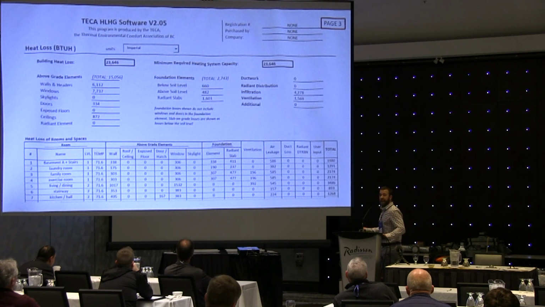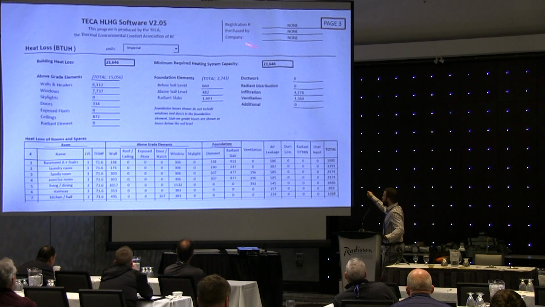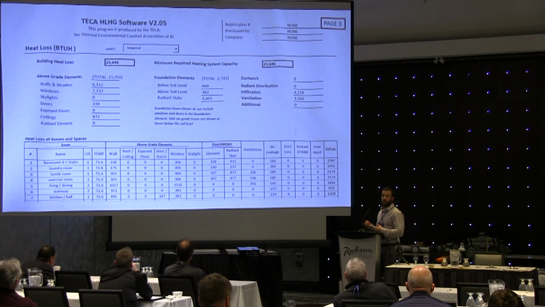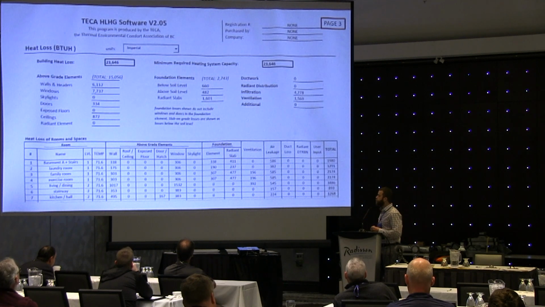You're also going to see at the top: registration number, purchased by, and company. This is locked on the software. The user has no control over it. When they activate their software, they're going to have a registration number. I think it's a 9-digit number. And then it should also have their name and company. And that's going to be on every set of results they ever submit with that software. So that's a good thing to glance at as well.